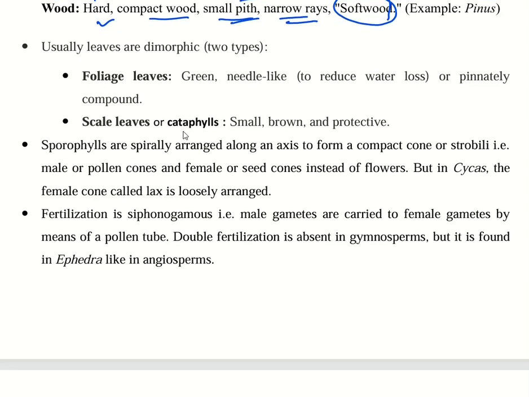And usually, in the case of leaves, there are dimorphic leaves in gymnosperms. That is, one type is the foliage leaf, and another is the scaly leaves, also known as cataphylls. And the foliage leaves are, as we know, xerophytic. Gymnosperms are xerophytic plants.